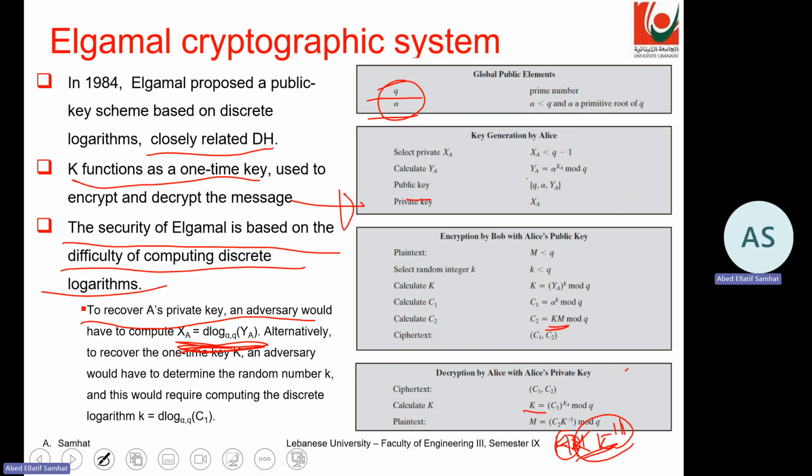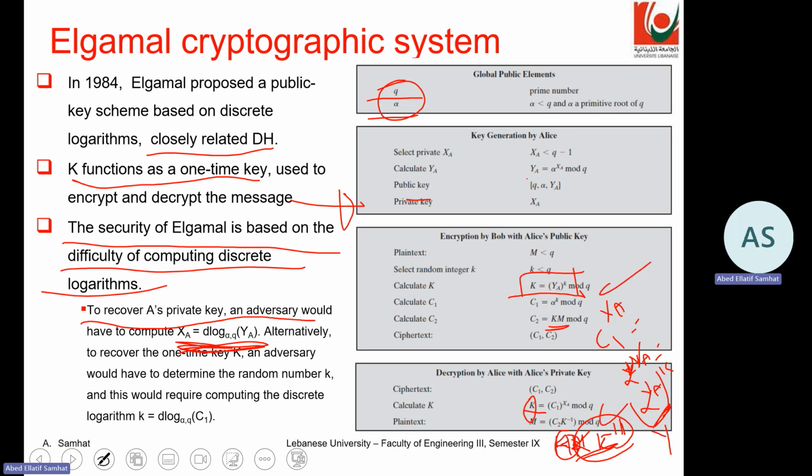And how do we calculate K? Because C1 is received, C1 to power xa equal alpha to power k to power xa, and we said it's alpha to power xa, then to power k. Alpha to power xa is YA, so YA to power k, which is K. So in this case, we calculate K and we find the answer. So it's very easy in the encryption and also in the decryption.